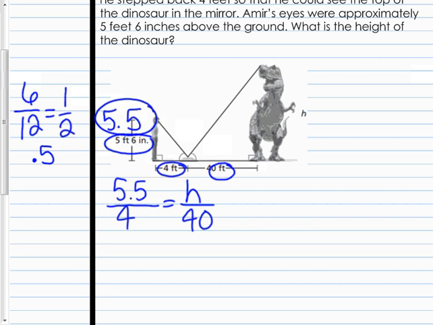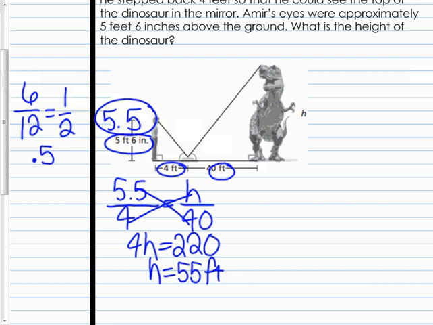Okay, I really hope you try to do that on your own. It only benefits you in the long run. So cross multiply. 4H equals 220. Divide both sides by 4. H is 55. Okay, so 55 feet. And that's how tall the dinosaur is.